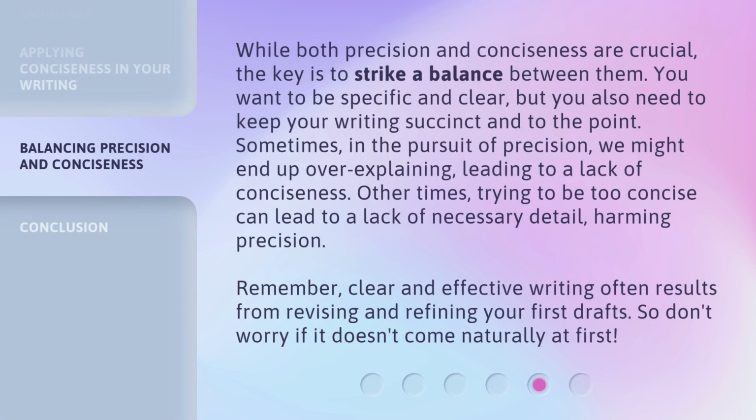While both precision and conciseness are crucial, the key is to strike a balance between them. You want to be specific and clear, but you also need to keep your writing succinct and to the point. Sometimes, in the pursuit of precision, we might end up over-explaining, leading to a lack of conciseness. Other times, trying to be too concise can lead to a lack of necessary detail, harming precision.